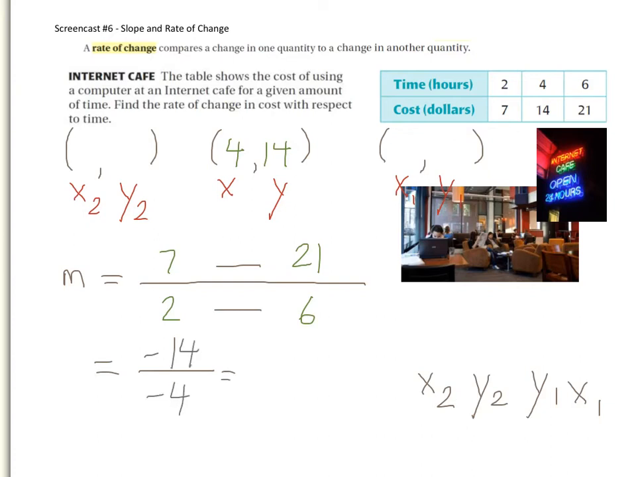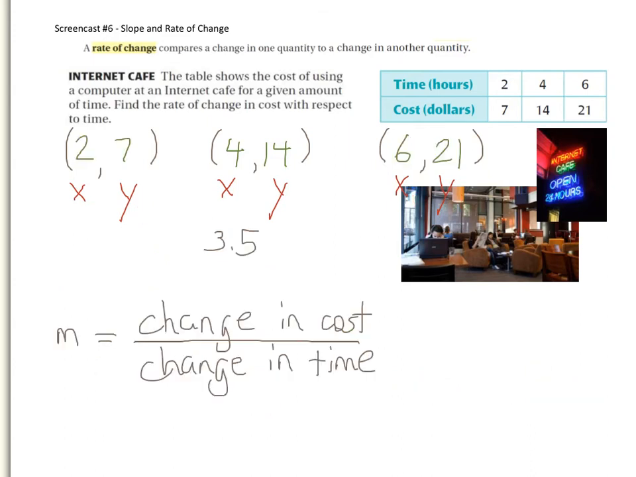Negative 14 divided by negative 4 does reduce to positive 7 over 2, which, of course, is 3.5. So no matter what, we got 3.5 as our rate of change. Okay, now what does that mean? Let's see how this relates to this real-world internet cafe problem. 3.5, what does that mean?